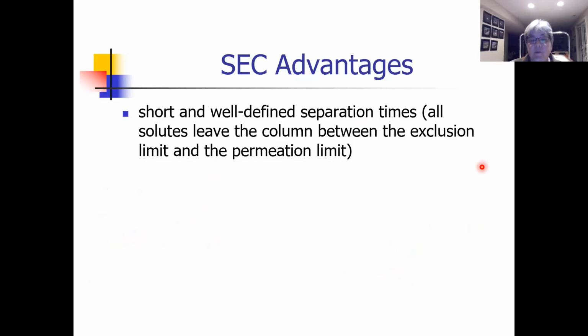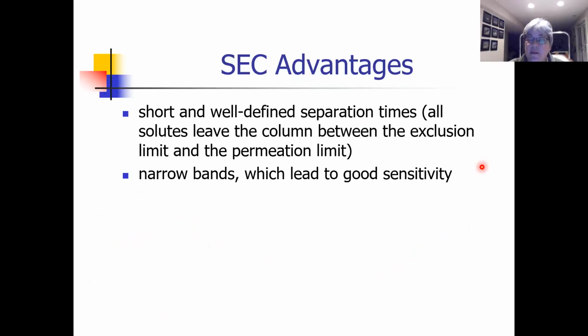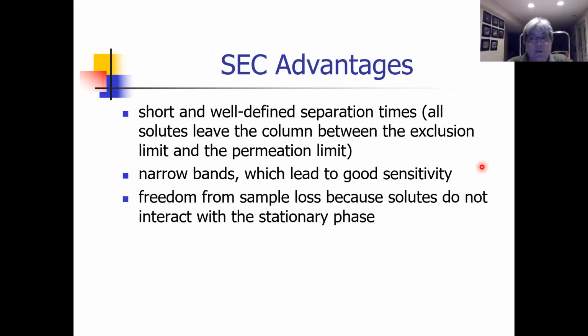So with this kind of separation, you get short, well-defined separations. Everything comes out between those two limits, between the exclusion and the permeation. So normally you have pretty narrow bands and good sensitivity. You don't lose your solutes. We've talked about how sometimes the solute loves the column and it sticks on there, it won't come off.